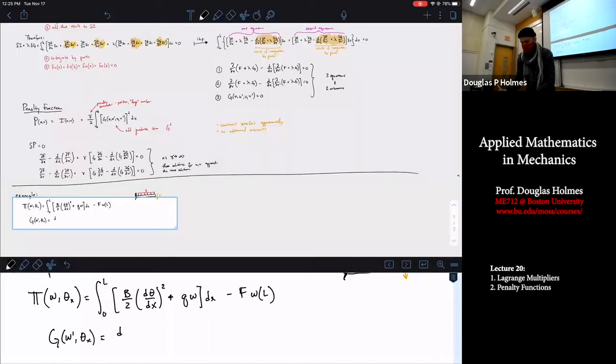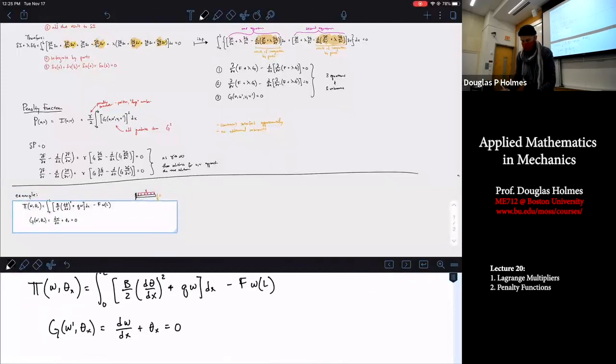And it's that we want the slope to be the opposite of that angle there. So when you add those two up, they cancel each other out. And we'll give the conditions that W at zero and the angle at zero are zero.